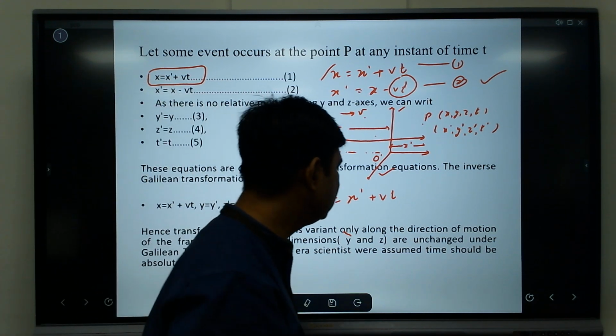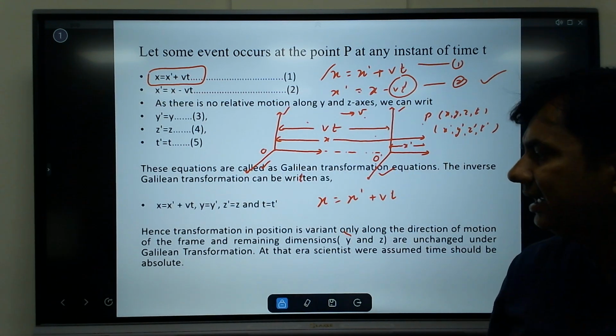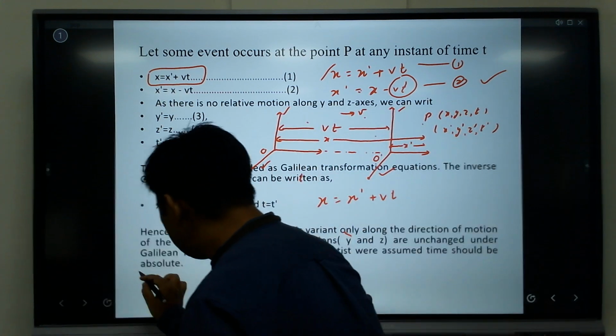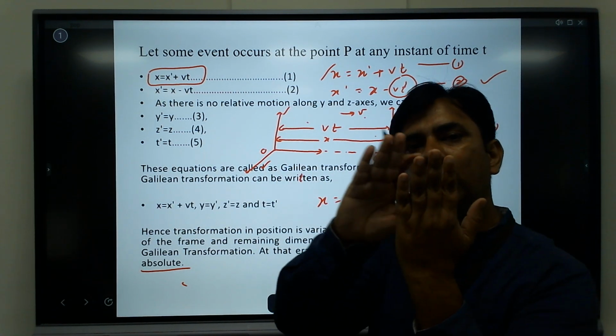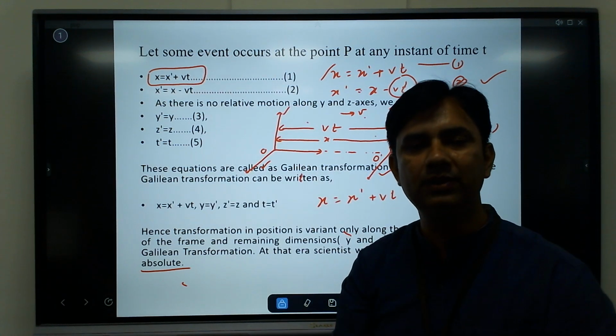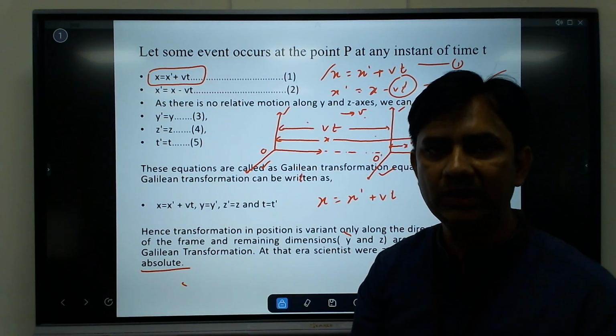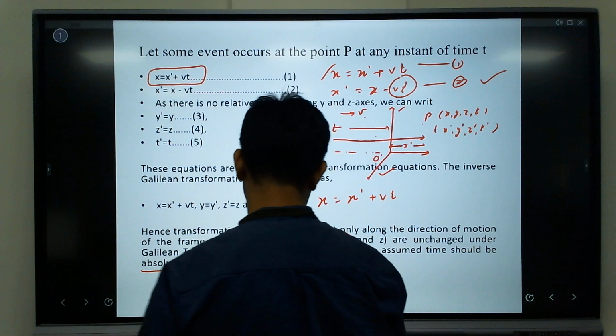At that era, scientists assumed time should be absolute. Time should be absolute. That means while moving from one frame to another, the time elapsed between them is constant, which we call t. Okay.